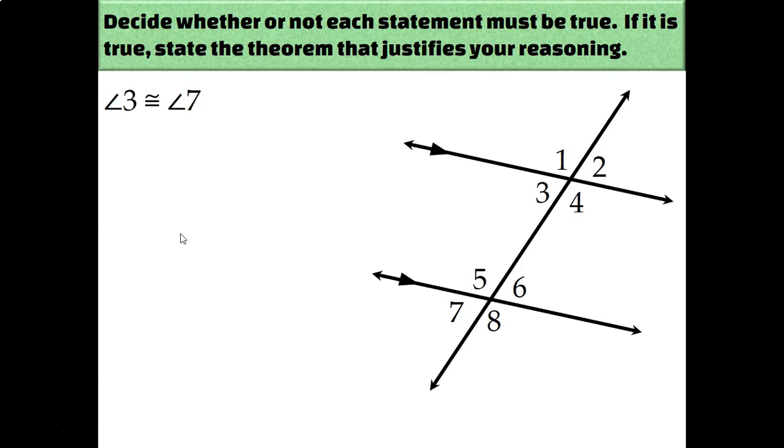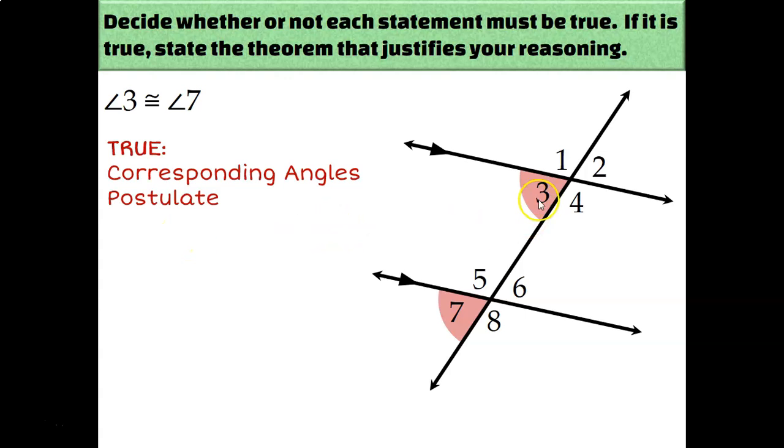And what about angle 3 and angle 7? Can I say that those two are congruent to each other? Yeah, I definitely can, because they're corresponding angles. Out of the 4 angles created by the intersection of two lines, both of these angles are basically in the bottom left-hand corner. Since they occupy the same position, that makes them corresponding angles. And since these two lines are parallel to each other, that allows me to conclude that angle 3 must be congruent to angle 7 by the corresponding angles postulate.